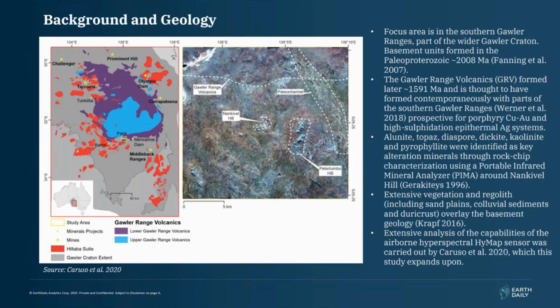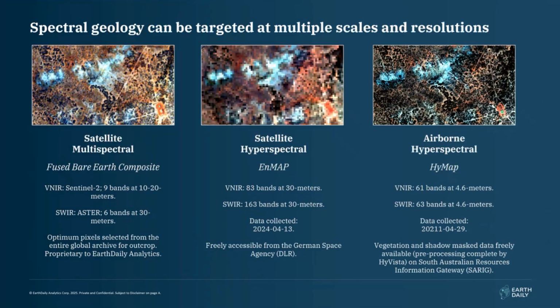We're going to want to take a look at that in a little bit more detail, and I'll explain some of the different sensors that we're going to be looking at here. So what I used in this study was our fused bare earth composite data. As I mentioned earlier, this is proprietary to EarthDaily. It's a combination of Sentinel-2 and ASTER data. We've gone through the entire available archive and found the optimum pixel.